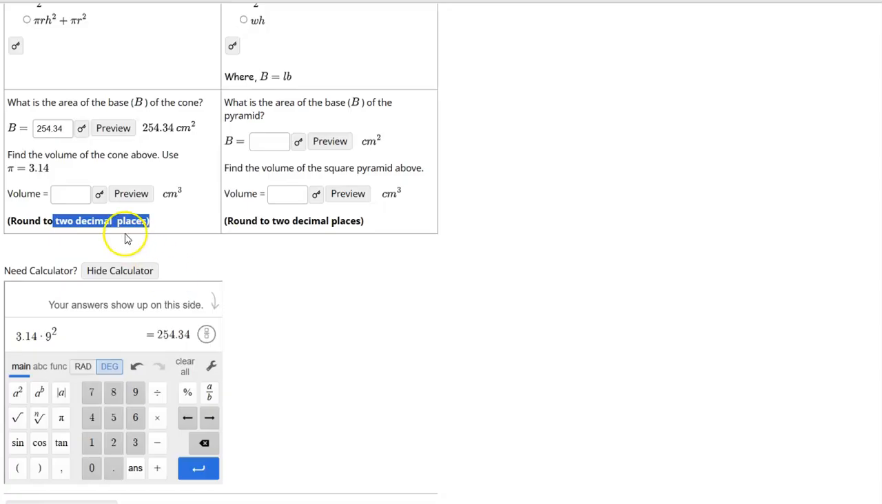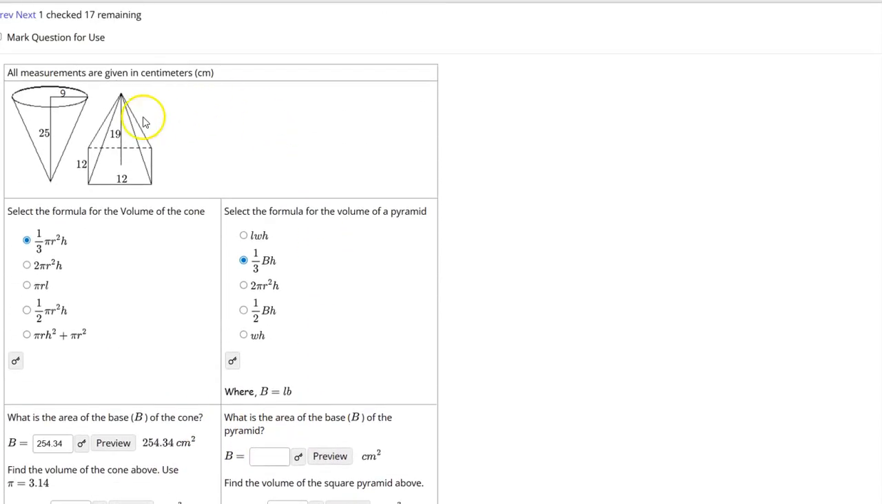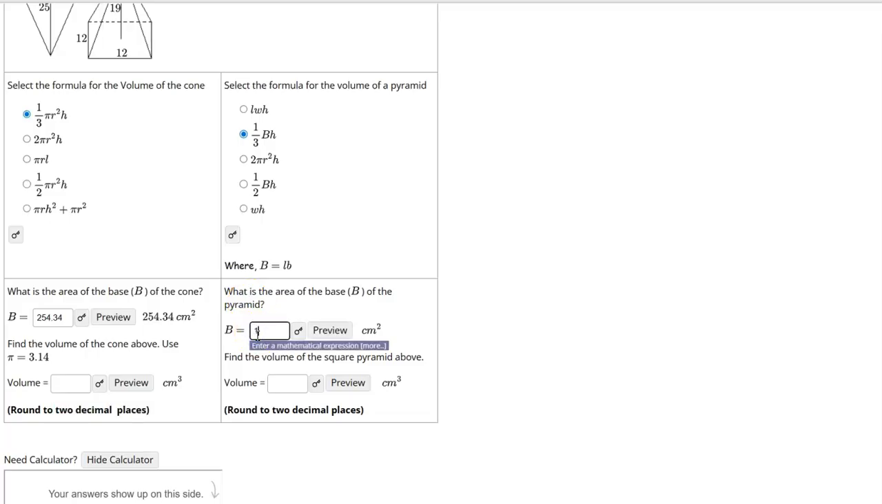Next question is, what's the area of the base of this pyramid? Remember that the base is a rectangular area, which here is a square. 12 times 12 is 144. You multiply length times width, 144. Remember that centimeter squared is the unit for the area.